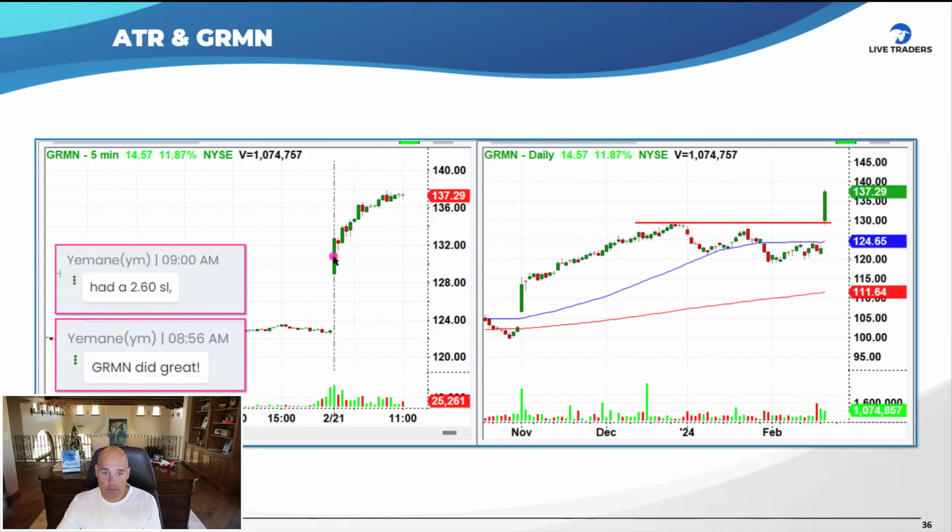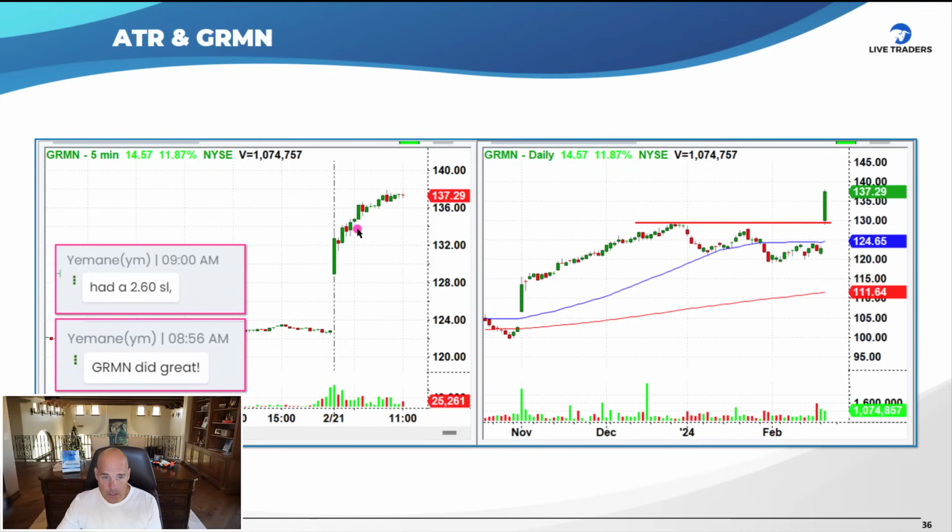Well, if you look to the left in a vacuum, what do you see? You see a reasonable 3-bar play. Wide bar, narrow bar, and it worked, right? The entry is like, I don't know, 133, 134, something like that. Okay? And your stop loss is like 131.